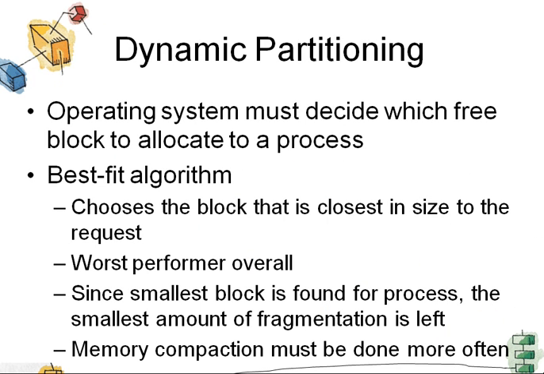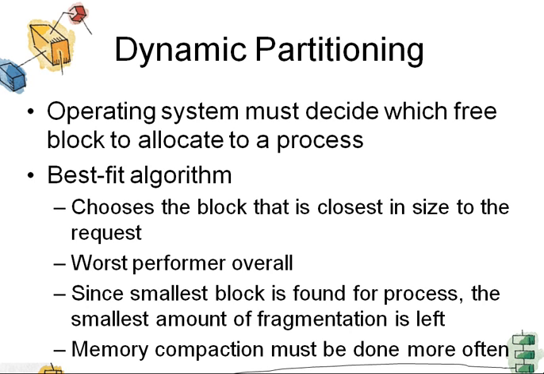Now the operating system must decide which free block to allocate to a process. Here the operating system decides which of the free blocks should be allocated to a process. And how will it decide? There we have mechanisms. First is the best fit algorithm. In this algorithm, the OS chooses the block that is closest in size to the request. Request here means closest in size to the requesting process.